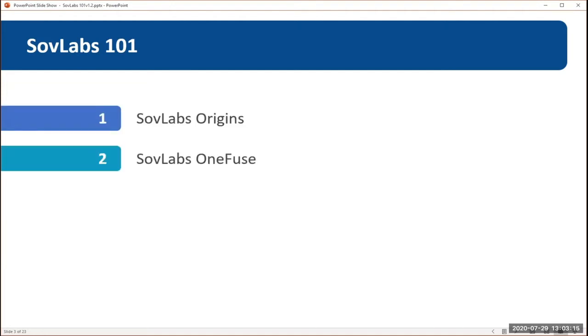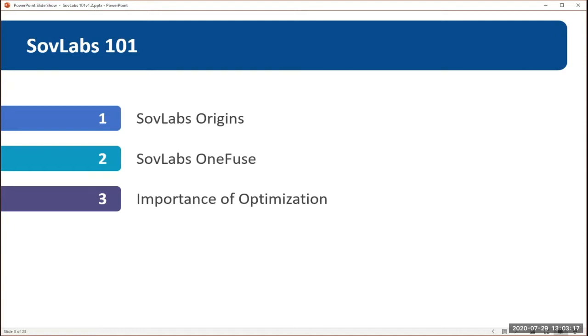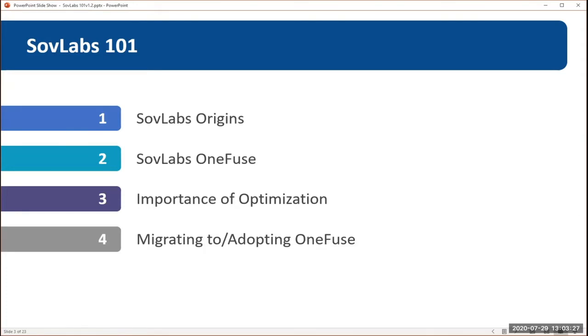So what we're going to cover in the webinar today is the origins of SovLabs, the new SovLabs platform named OneFuse, the importance of optimization within your automation environment, and then also migrating to and adopting OneFuse in your automation strategy. And then we'll cover any questions and answers.